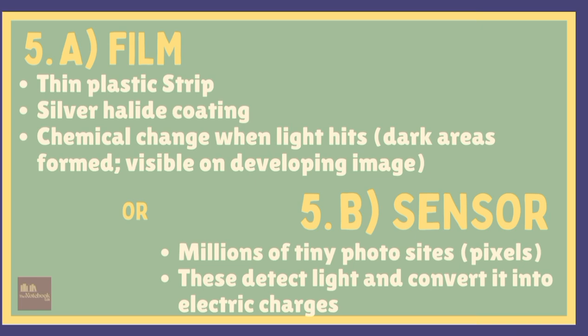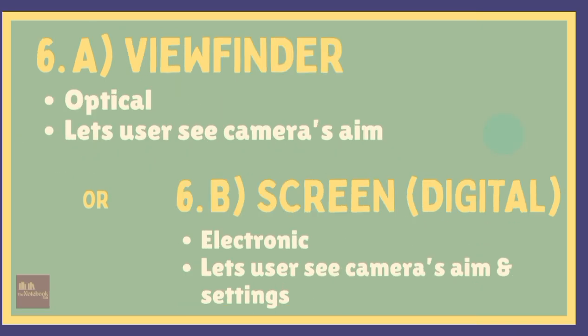In a digital camera these days, a sensor is there which has a lot of tiny photosites, or you can call them pixels, and they detect the light and convert it into electric charges. So instead of some chemical change happening or some dark areas forming, the light is converted into electric charges.